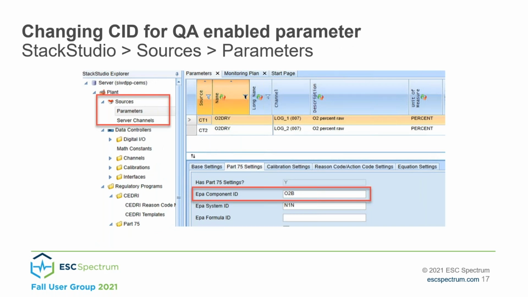For QA-enabled parameters, you need to change the component ID for your calibrations. Basically, for any QA test you're doing with this new component ID, it's not going to match up all the way, and it'll probably give you an ECMPS error. So you need to recognize which parameter is your QA-enabled parameter and change that EPA component ID to your new one. The system ID stays the same, since that's about your monitoring system, and the component ID is the new one. This is under Stack Studio, sources, and then parameters. There's actually a checkbox you can filter for that says QA enabled, if you have difficulty navigating which parameter it is.